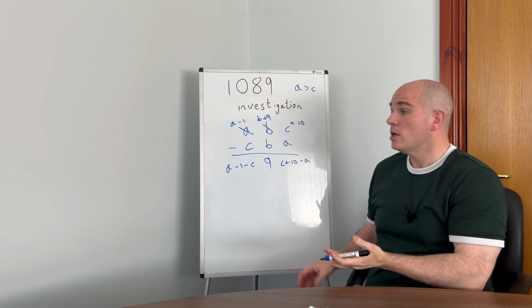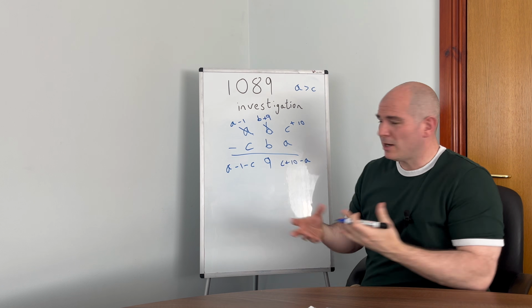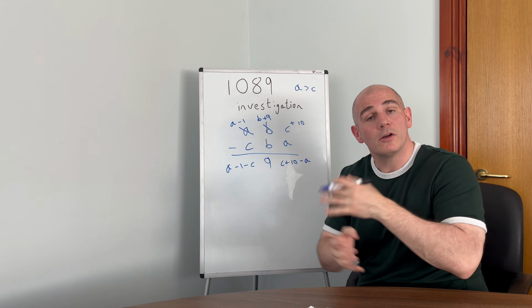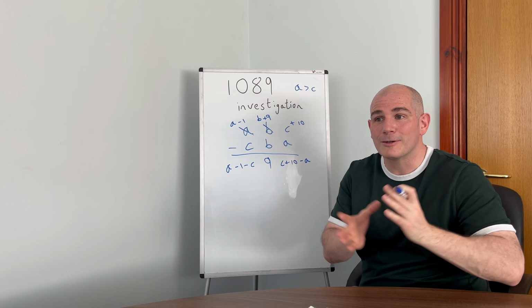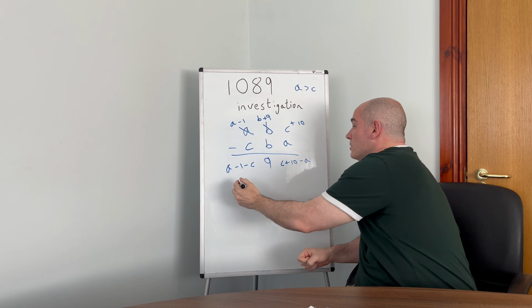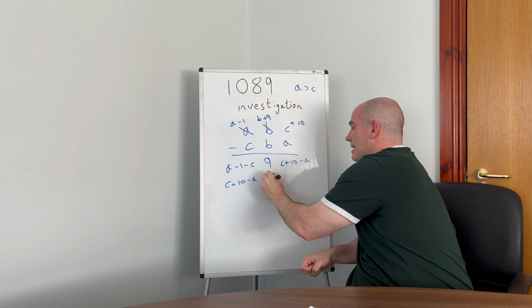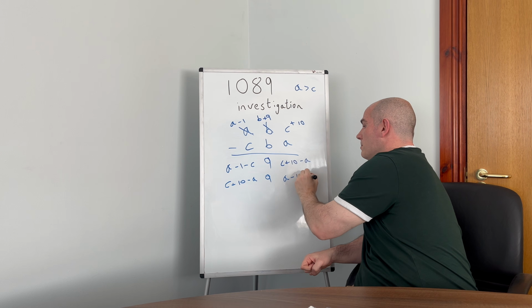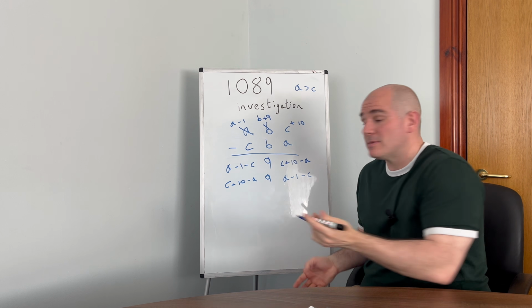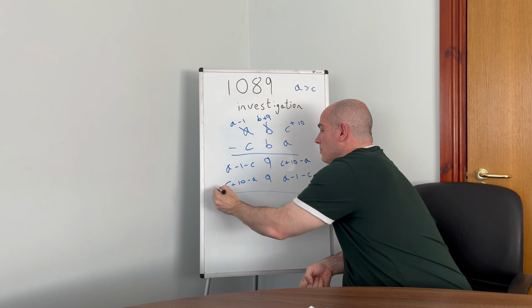And that's it. So that's what we'd get when we subtract them. Now, it looks quite complicated, but let's now reverse it and add it. You're going to find that this sort of simplifies. So let's reverse it. So that's then going to be C plus 10 minus A. We've got the 9 there, and then we've got A minus 1 minus C. And then we're going to add them together. So let's add them together and see what we get.